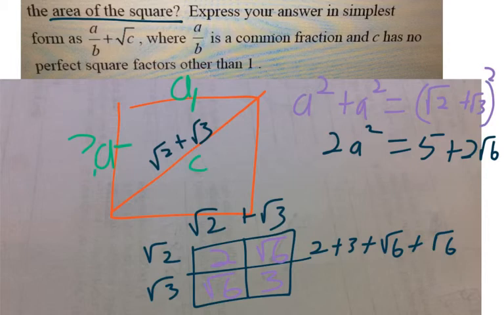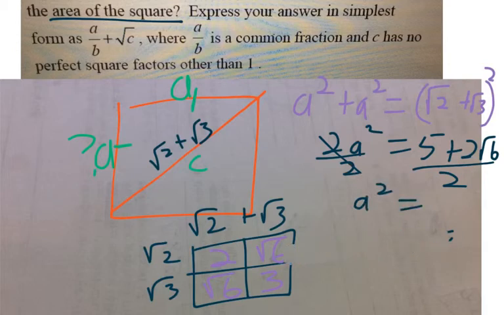And I have one more step here. I'm going to divide by 2. And a squared equals, I'm going to write this out, 5 over 2 plus 2 root 6 over 2. So since I'm dividing the whole thing by 2, I can just divide each number by 2. And check out what happens. The 2's cancel, and I just have 5 over 2 plus root 6.